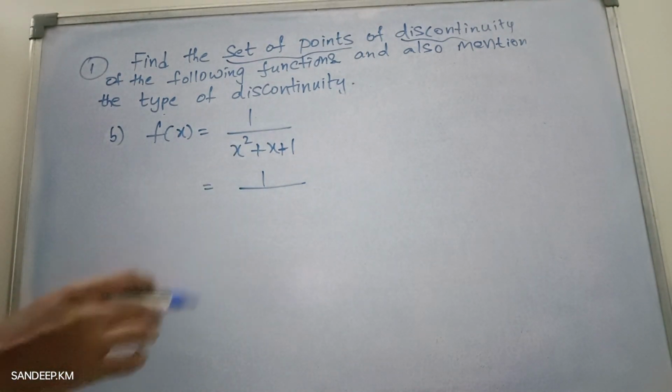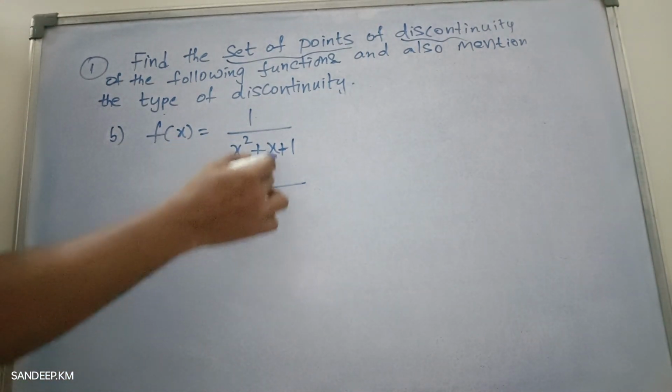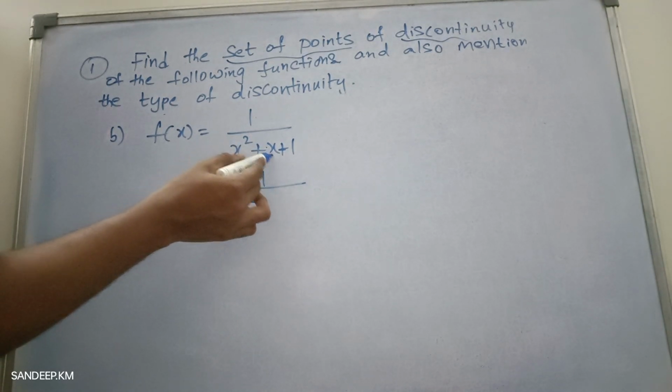Okay, now what I'm going to do is I'll write x square plus, here I'll multiply the numerator with 2 and the denominator with 2.